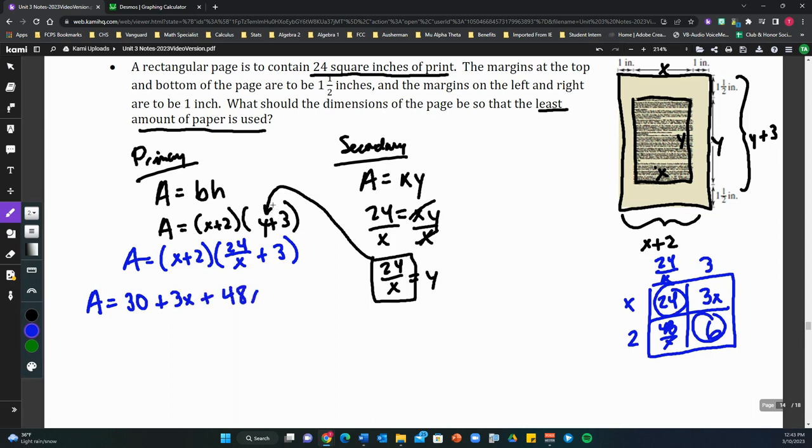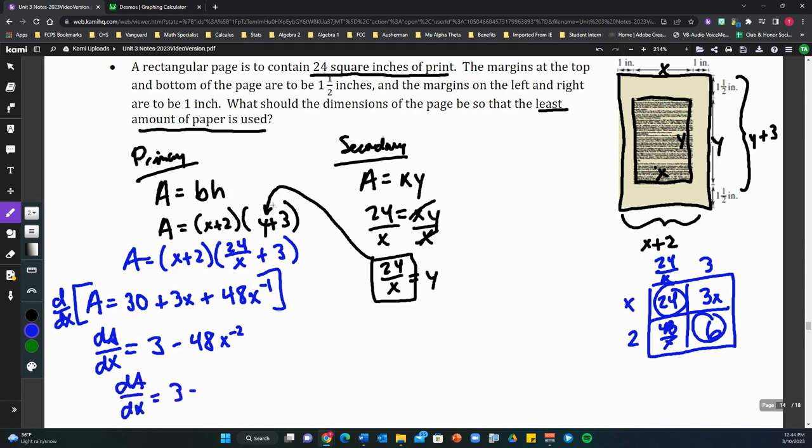I'm going to go ahead and just rewrite that as X to the negative first. That way it's ready for me to do our calculus. So now we can take the derivative of this with respect to X, because that's my input variable. So the change in area with respect to the change in X. We get 30 as a constant, drops out. Derivative of 3X is 3. And then 48X to the negative first becomes negative 48X to the negative second, or 3 minus 48 over X squared.